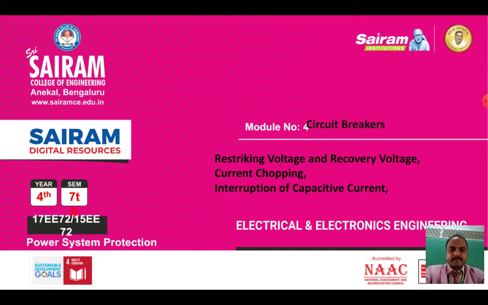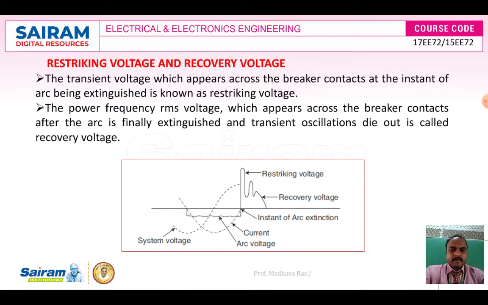So first we will see restriking voltage and recovery voltage. What is meant by restriking voltage and what is meant by recovery voltage? How do these two differ from each other? First, restriking voltage. Restriking voltage is a transient voltage which appears across the breaker contacts, the fixed contact and moving contact, at the instant of the arc being extinguished.